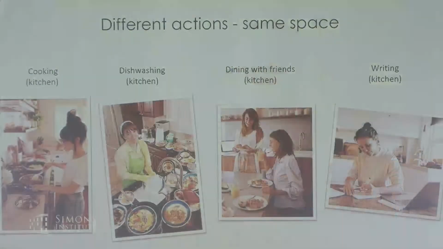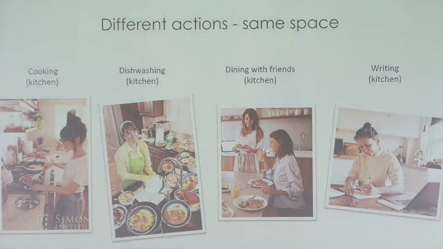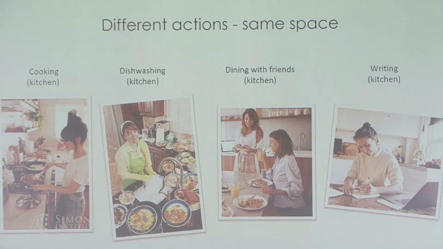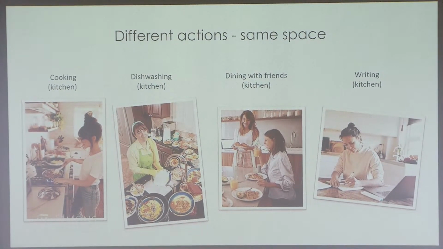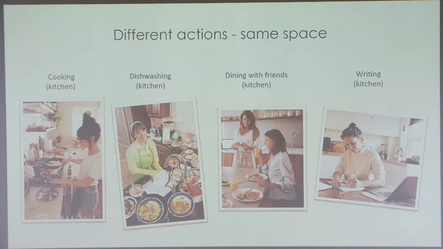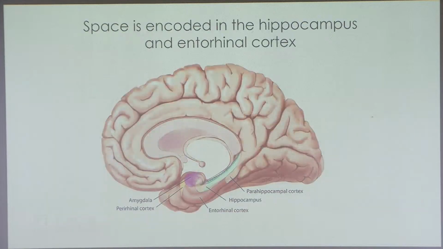So we can do very different actions at the same space, and you would think that we might want a representation, a brain representation of space that would be different for this, to account for these different actions, for how we use space differently. So namely a joint representation of space and action. But that's not what we find the brain does.